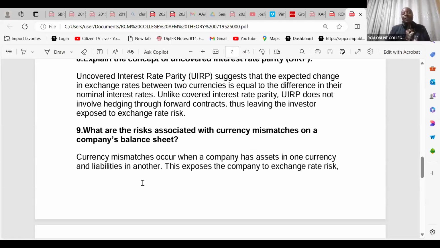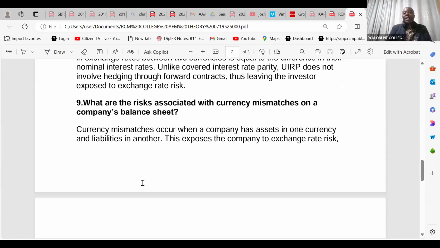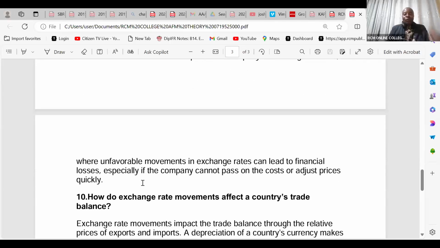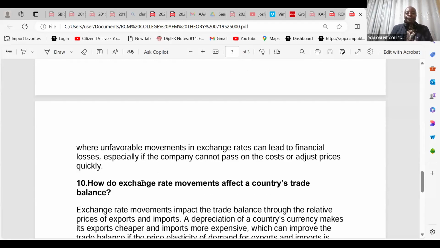So currency mismatches occur when a company has assets in one currency and liabilities in another. This exposes the company to exchange rate risk, where unfavorable movements in exchange rates can lead to financial losses, especially if the company cannot pass on the costs or adjust prices quickly. This we have seen already.